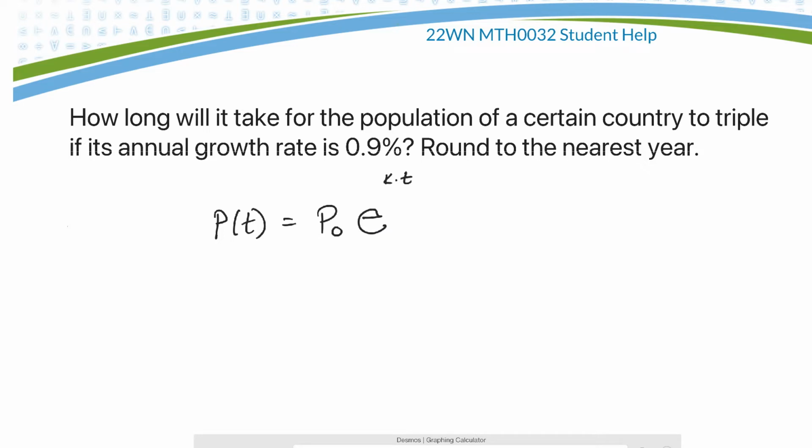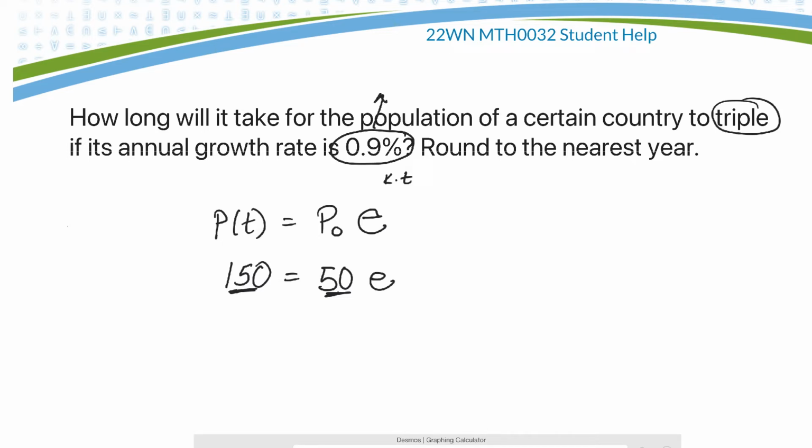Now, they say to triple. They don't give us a starting and an ending number, but by saying tripling, they sort of do. You can start with any number you want. Say you're starting with 5 people, if you triple that, it'll be 15. If you started with 50, if you triple, it'll be 150. Regardless, the ratio is 3. You can use any number you want to start as long as what you end with is triple that amount. Then e, and k would be your percent here, but that's 0.9%.